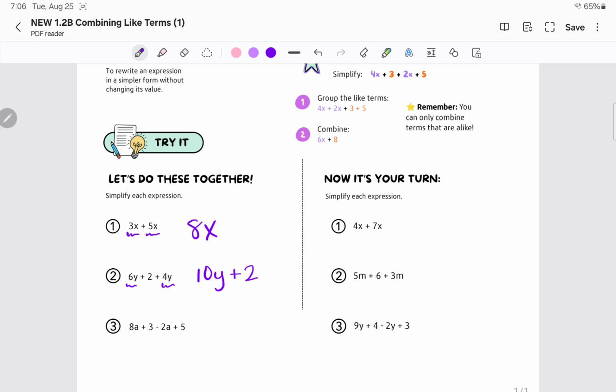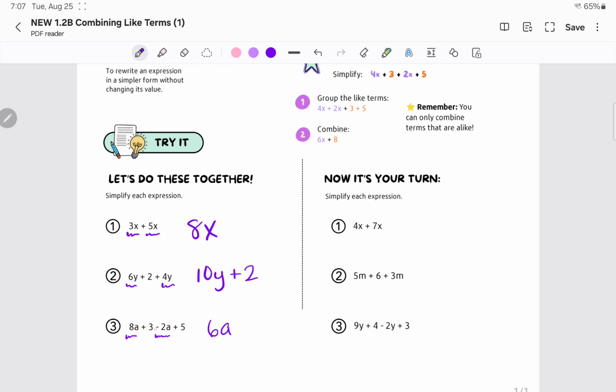So I'm going to look for my like terms again. I see 8a, and I see this 2a, and it's minus. So go ahead and indicate that you're bringing that minus with that, okay? So I'm going to combine now 8a minus 2a. So 8 minus 2 gives me 6. So it's just 6a.